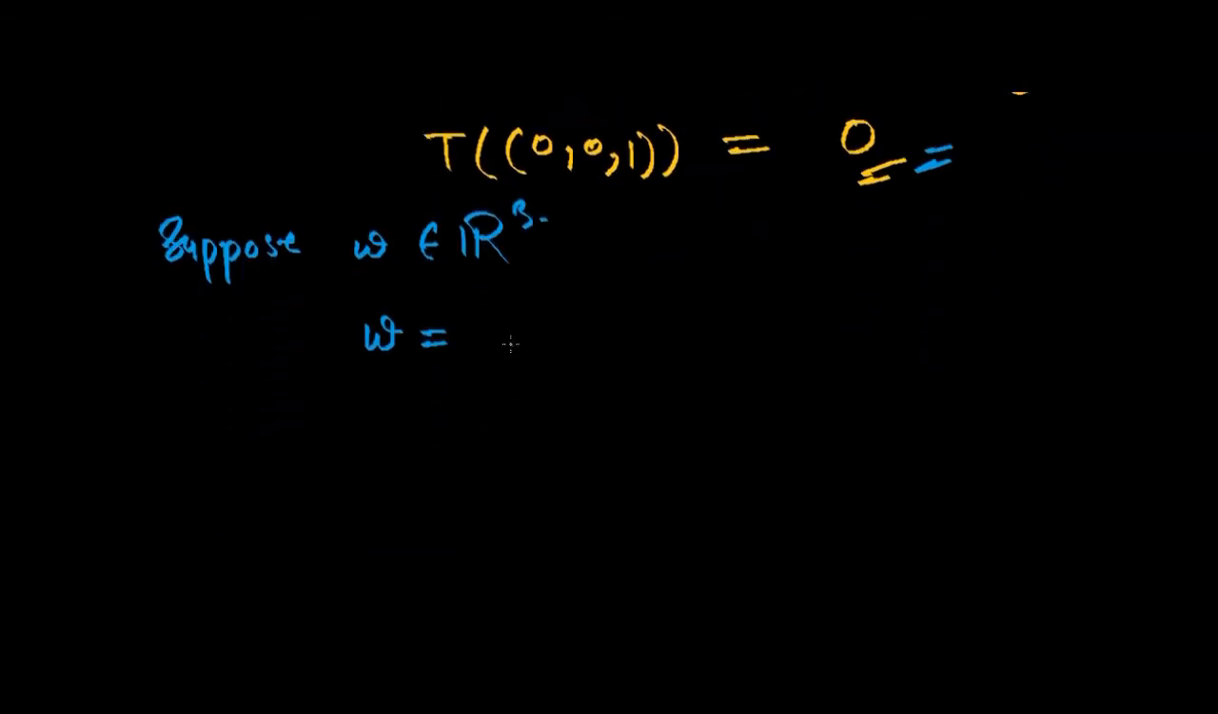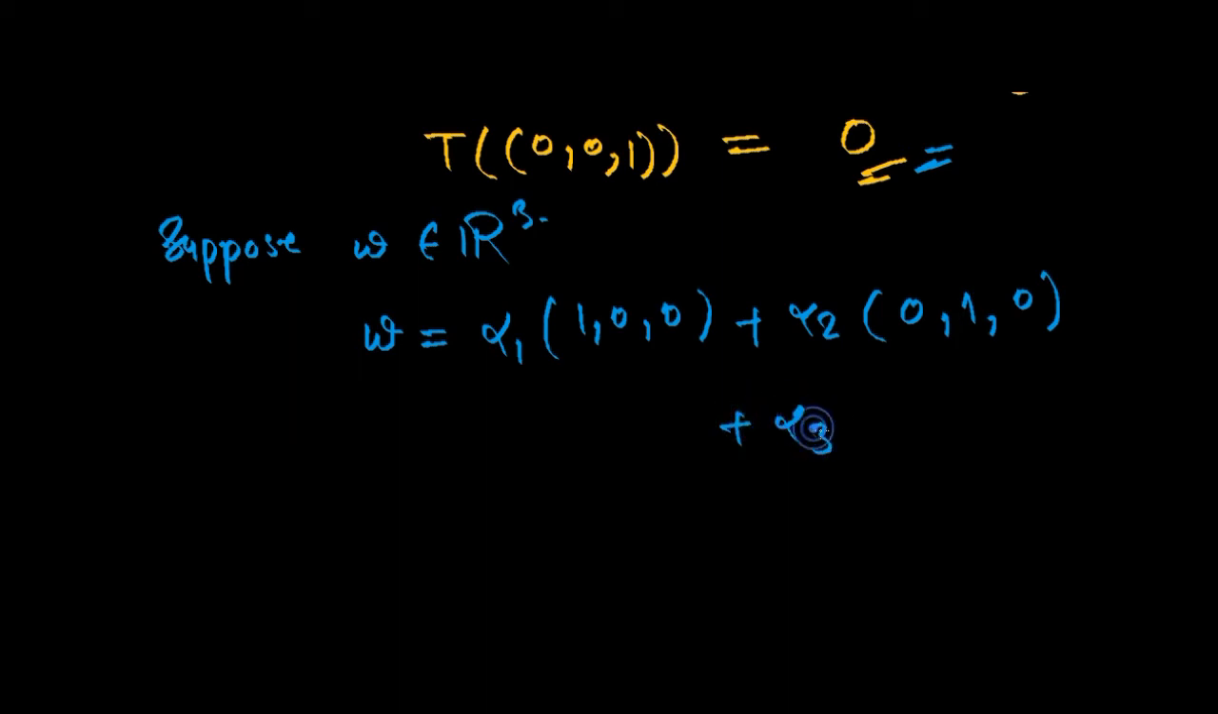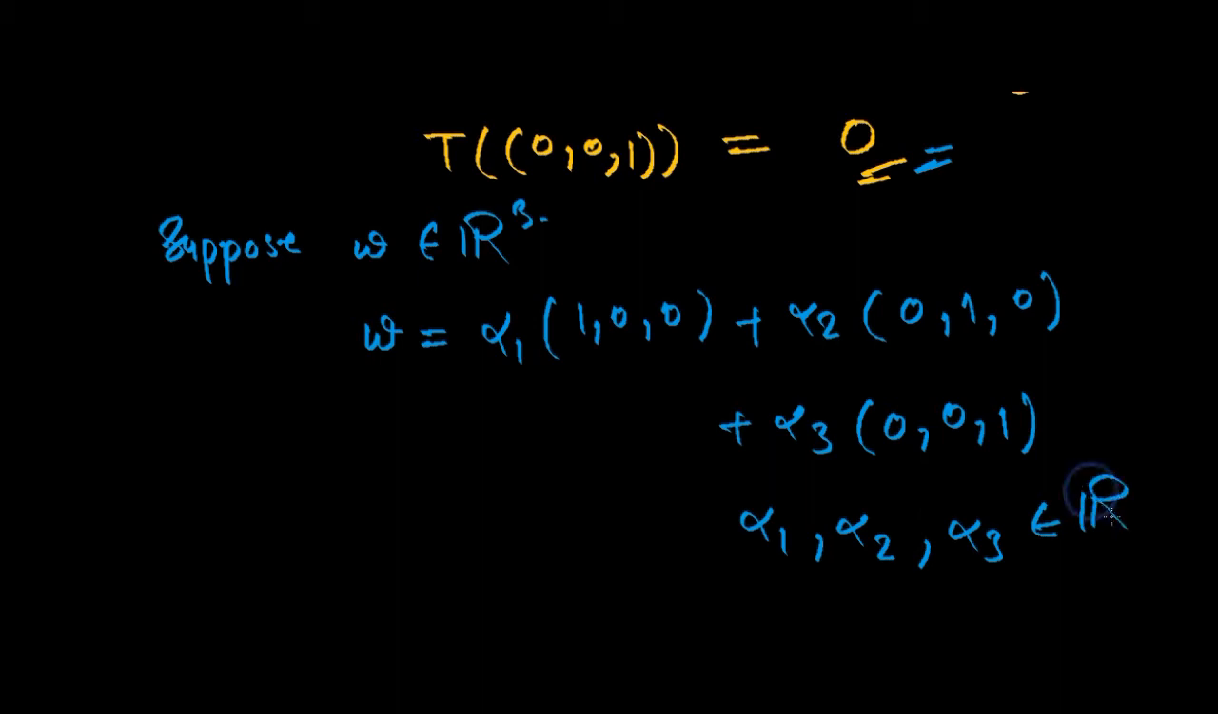So we can write W is equal to alpha 1 times our first vector from the basis plus alpha 2 times our second vector from the basis plus alpha 3 times our third vector from the basis, right? Where alpha 1, alpha 2 and alpha 3 belong to the field. And what will be the field of R3? That is R. Okay, so we can write it like this.